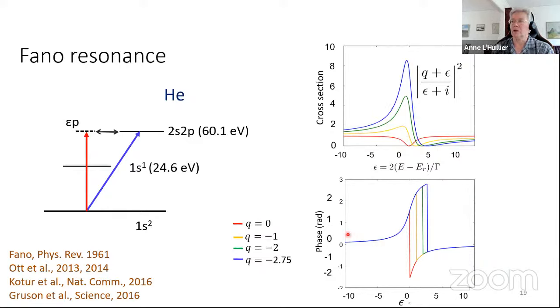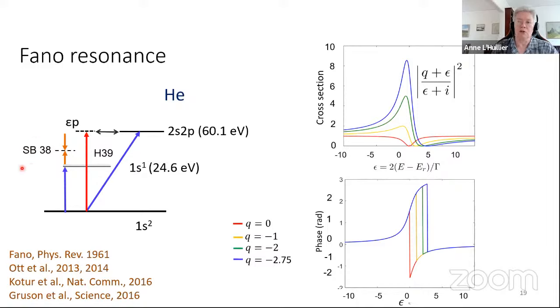Now, in parallel to this change of the cross-section, you also have a change in phase, actually a change of pi in the phase. So although the cross-section behavior had been studied for many, many years, thanks to this interferometric technique using attosecond pulses, we are now in a position where we can really measure the phase associated with a Fano resonance. So let me now show you some experimental results.